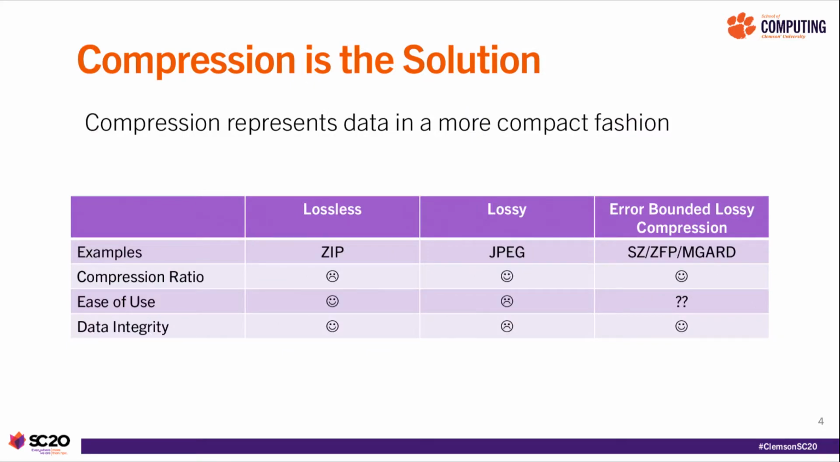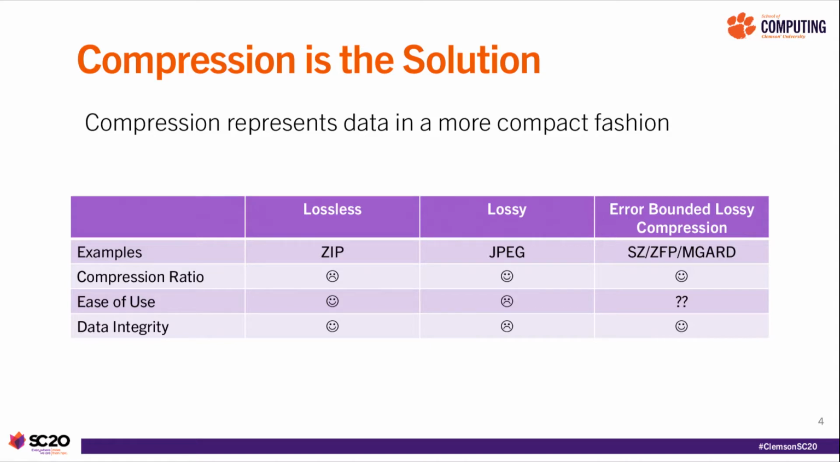Compression can be the solution to this problem. Compression fundamentally represents data in a more compact fashion than it was provided by the user. There are two major kinds of compression: lossless and lossy compression. When you think of lossless compression, think of zip files. They have relatively high ease of use and data integrity because they preserve the data exactly as it was prior to the compression. However, this leaves many application scientists wanting because it doesn't achieve high compression ratios in floating point codes commonly used in scientific computing.